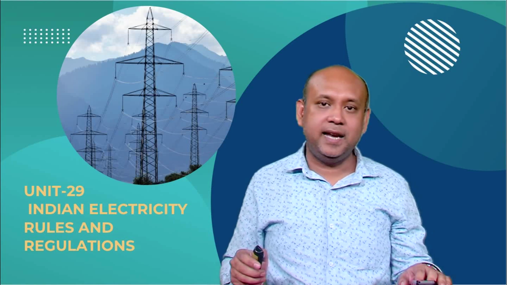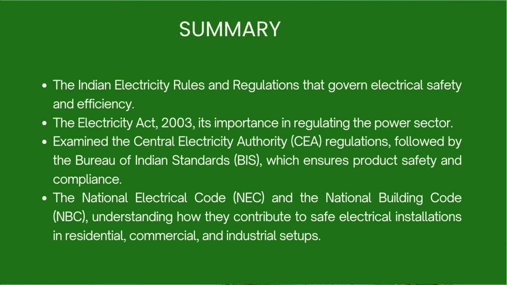So dear learners, in this lecture, we explored the Indian electricity rules and regulations that govern electrical safety and efficiency. We started with an overview of the Electricity Act of 2003, discussing its importance in regulating the power sector. We then examined the Central Electricity Authority regulations, followed by the Bureau of Indian Standards, which ensures product safety and compliance. Finally, we explored the National Electrical Code and the National Building Code, understanding how they contribute to safe electrical installations in residential, commercial and industrial setups.